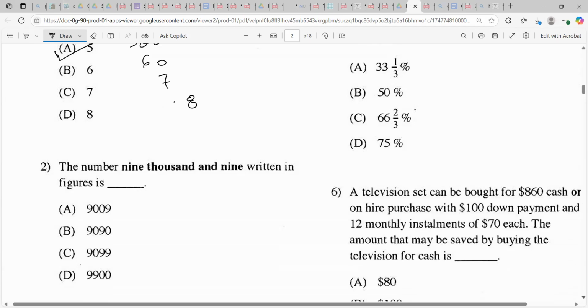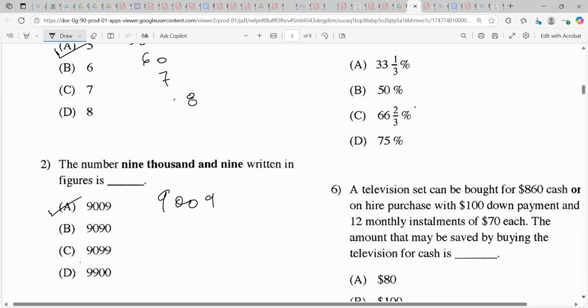The number 9009 written in figures is, now they say 9009. So that would have been A as well. Let's move on to number 3.